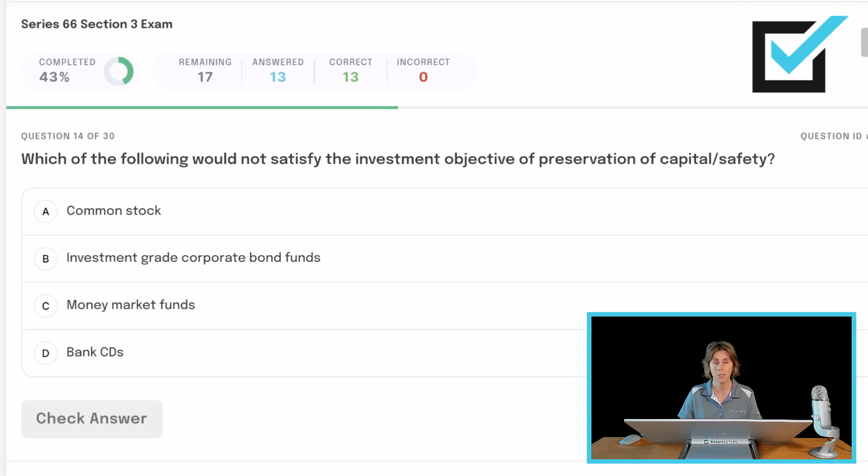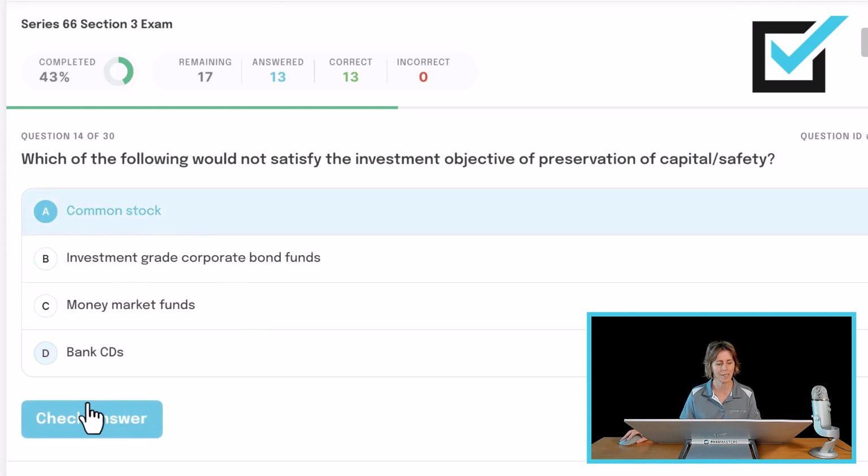Money market funds are also on the investment objective side of preservation of capital. Bank CDs are on the safe side. So the answer here is common stock. Common stock is on the capital appreciation growth side of a risk spectrum.